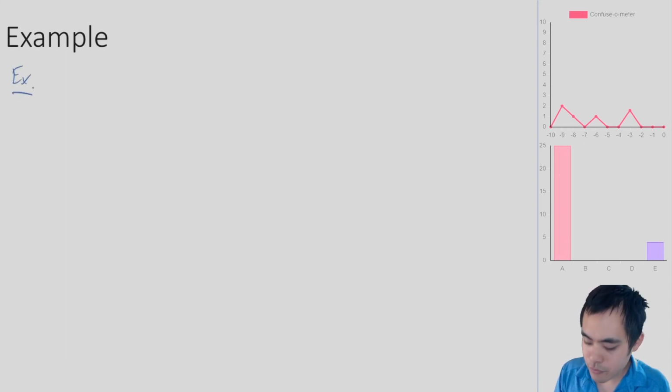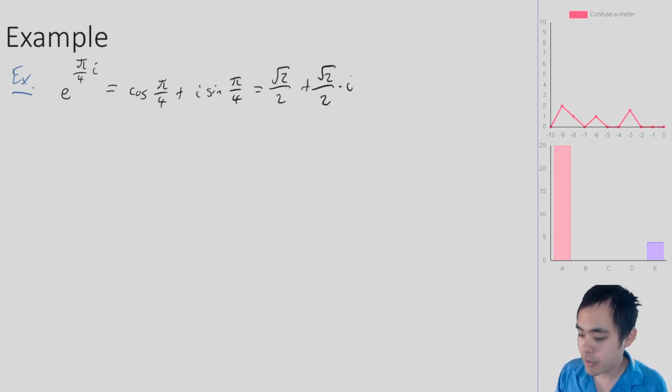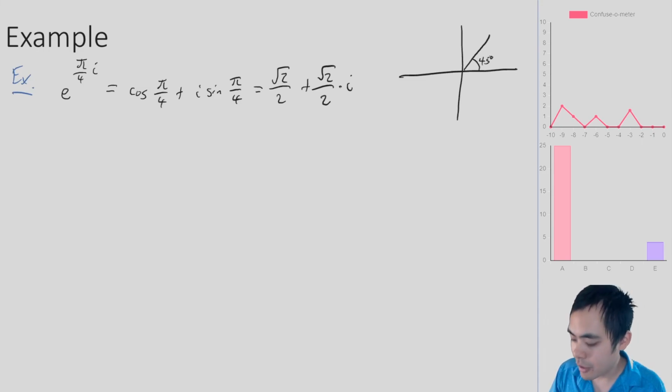So, example, e to the pi over 4i. Well, this is equal to cosine of pi over 4 plus i times sine of pi over 4, which is equal to square root of 2 over 2 plus square root of 2 over 2 times i. And this is precisely a 45 degree rotation, e to the pi over 4i.